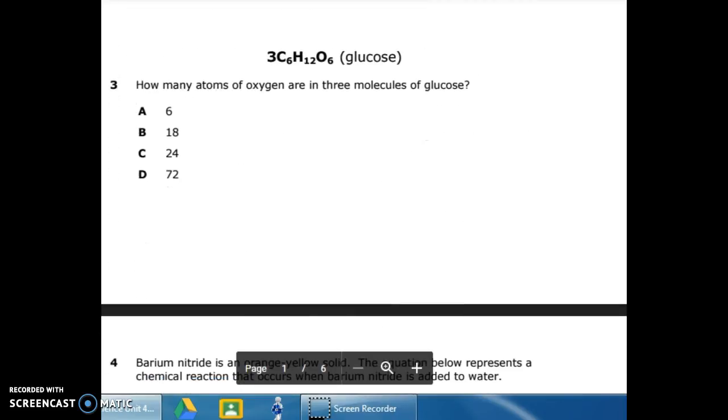Question 3. How many atoms of oxygen are there in 3 molecules of glucose? The chemical formula for 3 molecules of glucose is 3C6H12O6. List the elements, count the atoms, and then how many oxygen atoms do you have?